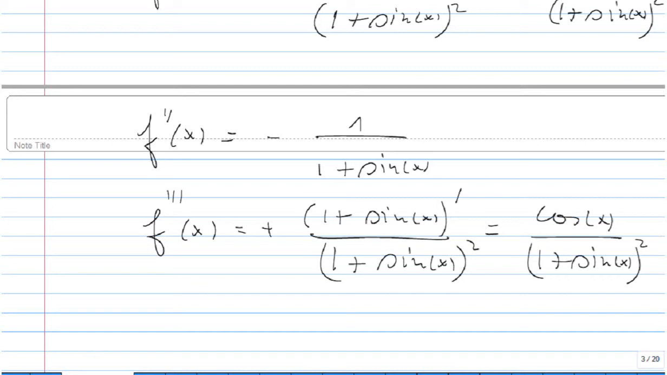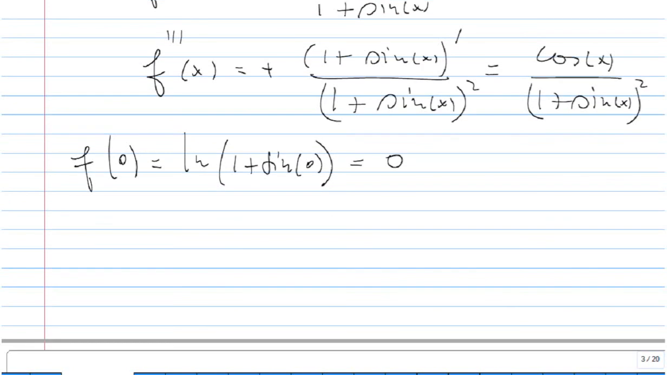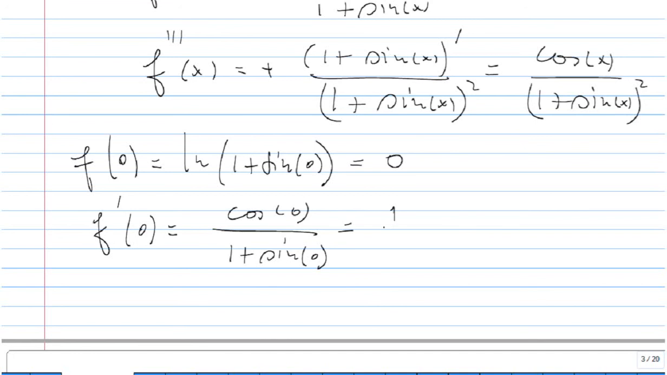So now we go. f of 0 is going to be ln of 1 plus sine of 0. Sine of 0 is 0. 1 plus 0 is 1. ln of 1 is 0. Next, we go to f prime of 0. And we know that f prime was cosine of x over 1 plus sine of x, so cosine of 0 over 1 plus sine of 0. And that's 1 over 1 plus 0, that's 1.